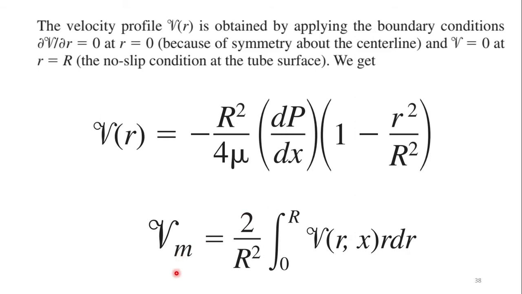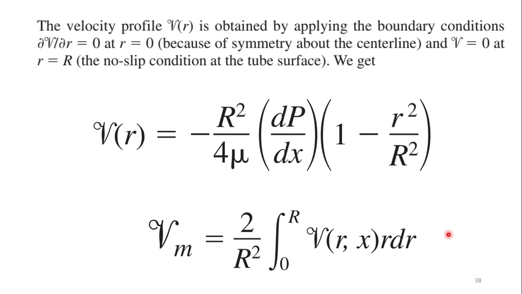So in order to get the mean velocity of the fluid which is flowing inside the tube, this is the formula, and the limits are also given. It is a function of the velocity as a function of r and x, the radial direction and the axial direction, and r dr. This is the expression, and there is no need to remember any kind of expression.